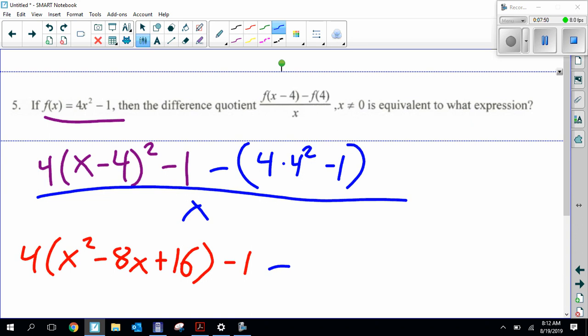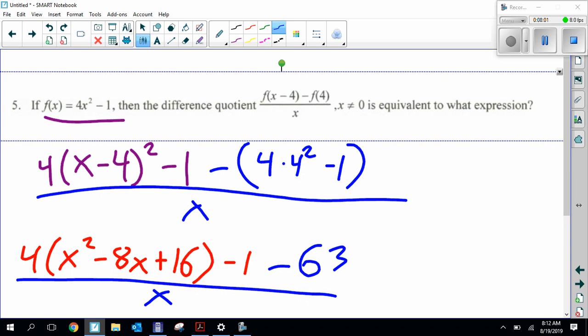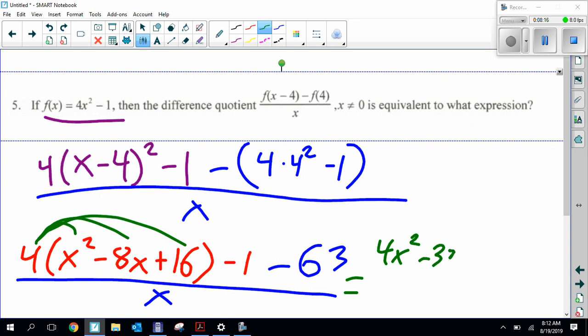And let's see, 4 times 4 squared, that's 16 times 4 is 64. Minus 1 is 63. Now we have to distribute that 4 into those parentheses. (32x) plus 64. Then we have a negative 1 and a negative 63.